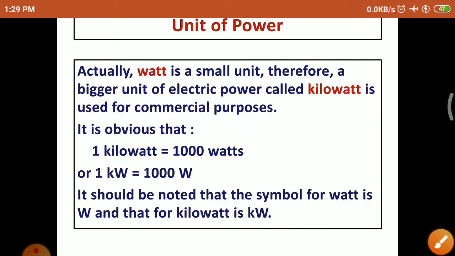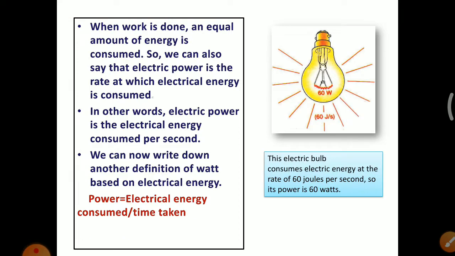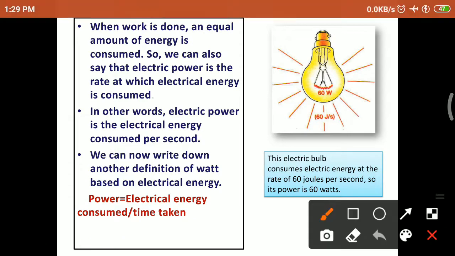So there are two units of power. One is watt and another one is kilowatt. The watt is a smaller unit of electric power. Kilowatt is a bigger unit of electric power. And see here, when work is done, an equal amount of energy is consumed. Consumed is nothing but used up. So when work is done, an equal amount of energy is consumed.